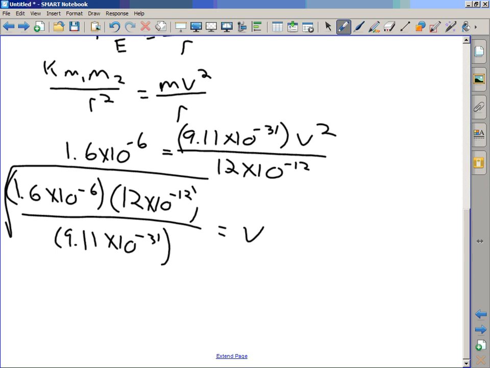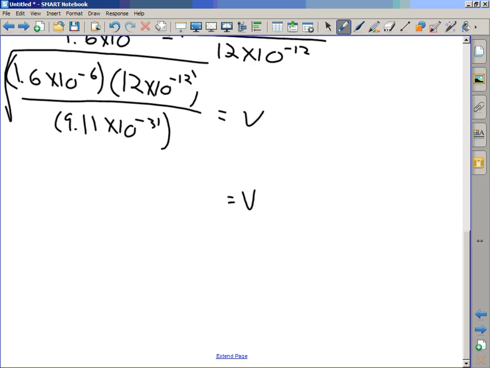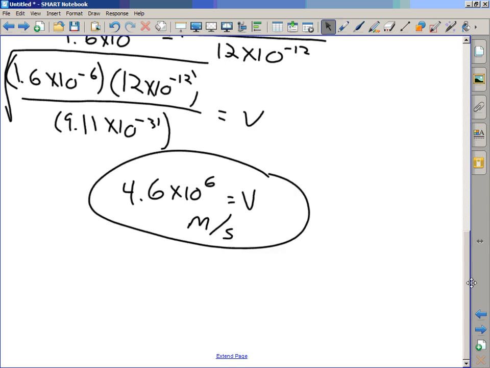And what does that velocity come out to be, please? 4.6 times 10 to the 6th. 4.6 times 10 to the 6th units, please. Meters per second. Base units in, base units out. Okay? Dang fast. 4.6 times 10 to the 6th meters per second.